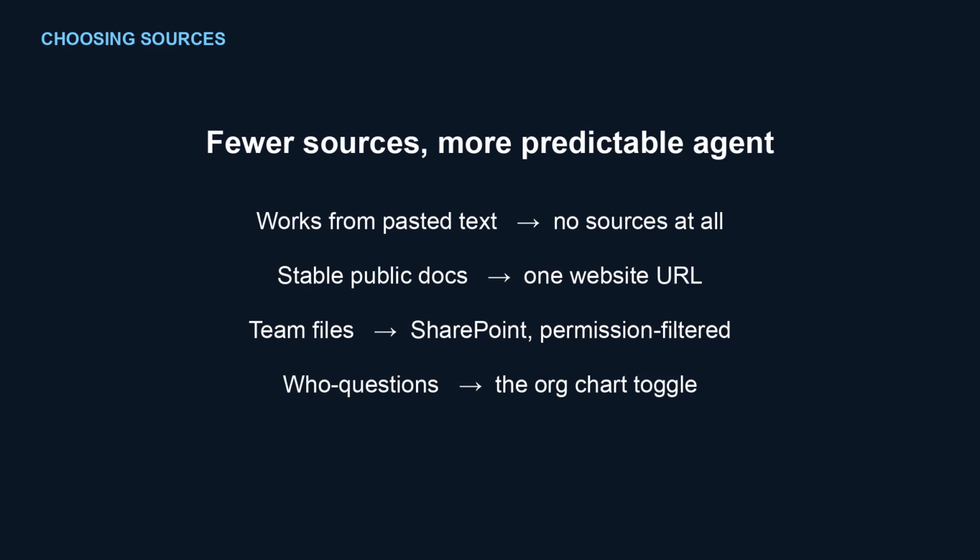So, choosing sources. Works from pasted text, skip knowledge entirely. Stable public documentation, one website URL, and the restriction toggle. Team files, SharePoint, and let permissions do their job. And people questions are what the org chart toggle is for.